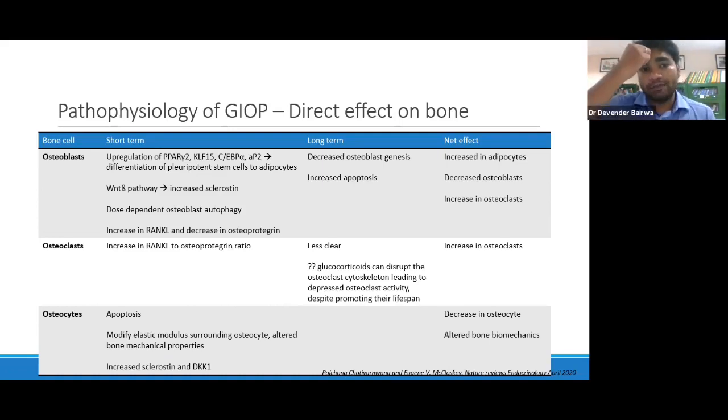Then there is Wnt beta pathway, and there is increased sclerostin production. Then there is dose-dependent osteoblast autophagy and increase in RANK ligand expression and decrease in osteoprotegerin. This is short-term effect. In long term, there is decreased osteoblastogenesis and increased apoptosis. In the net effect, there will be reduced number of osteoblasts and increase in fat cells. So once osteoblasts are reduced, automatically we'll know that because there are fewer osteoblasts, there will be less bone formation as osteoblasts are involved in the bone formation.